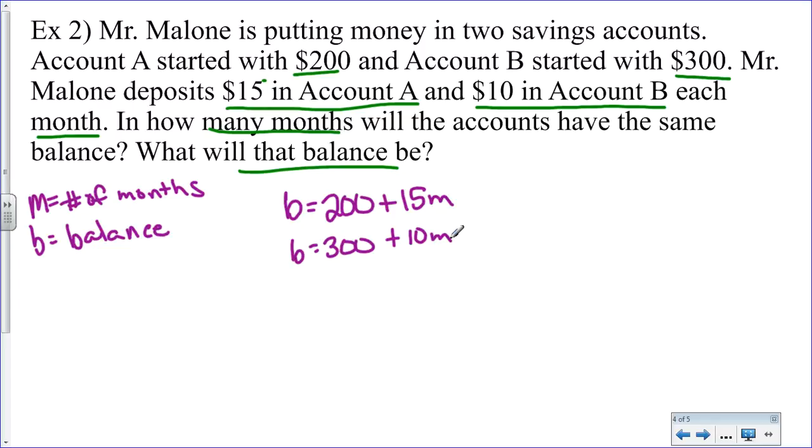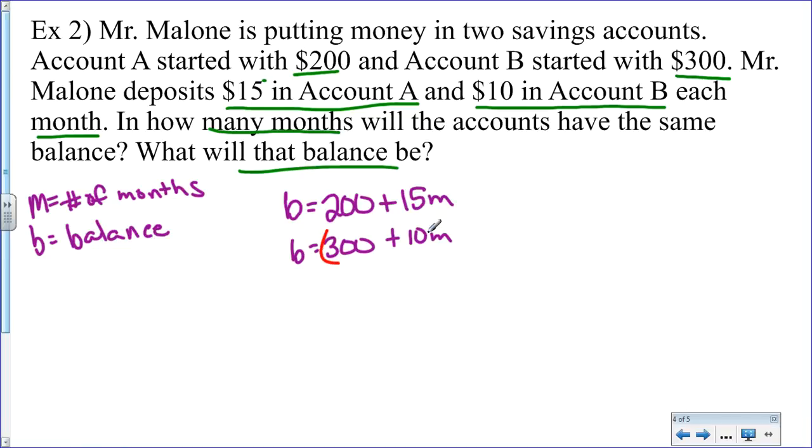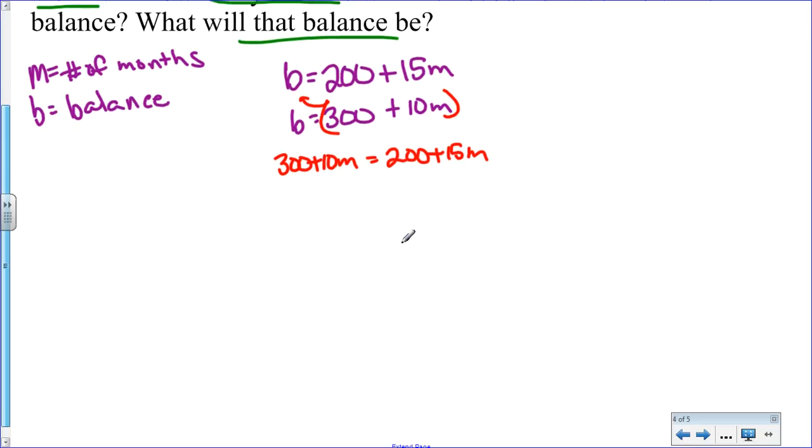So notice that the information was given to me kind of mixed up. They had account A and account B in both sentences, so you just need to make sure you pay attention to information for each of those accounts to set this up. Just like the last problem, both of these equations have B by themselves. So we're going to go ahead and substitute, and we're going to do 300 plus 10M equals 200 plus 15M. And I'm going to go ahead and solve that. So I'm going to cancel my 10M. I'm going to minus 10M on both sides.